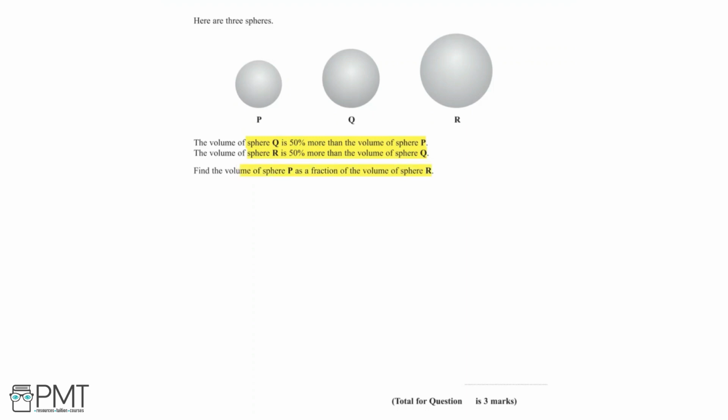Well, let's start by saying that the volume of P is equal to V. We're told that the volume of sphere Q is 50% more than the volume of sphere P. Now when we have a 50% increase, we multiply by 1.5. We can say that the volume of sphere Q is 1.5 multiplied by V, which is equal to 1.5 V.